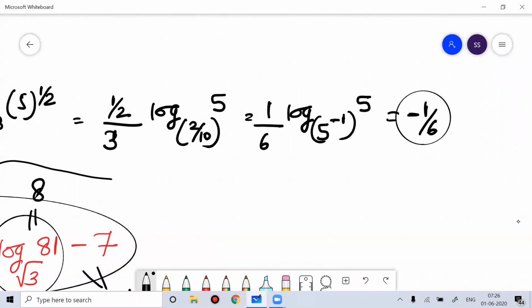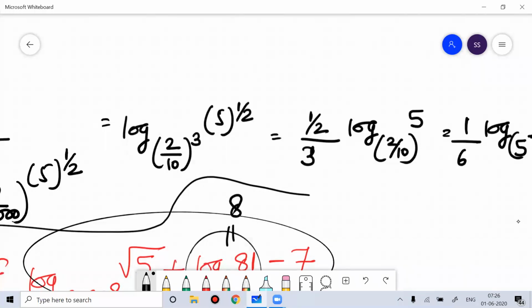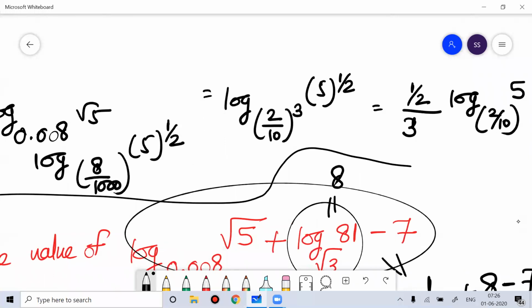Not at all a difficult problem. It's the basic property of log, you just need to use it. Root 5 you can write as 5 to the power 1 by 2. 0.008 you can write as 8 divided by 1000. 8 divided by 1000 is nothing but the cube of 2 by 10. So you just need to use those properties and you will get the answer.